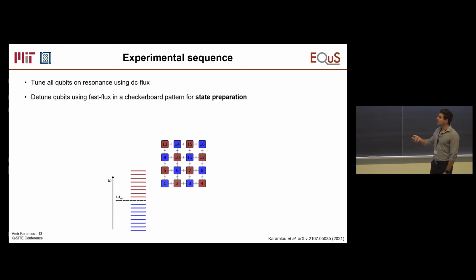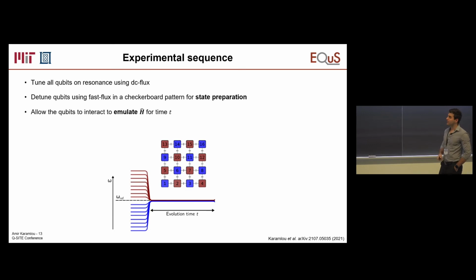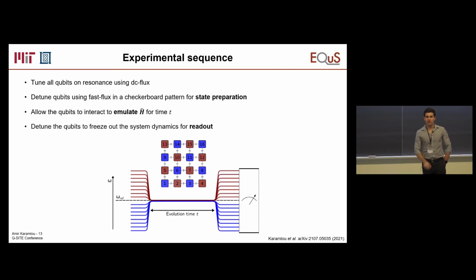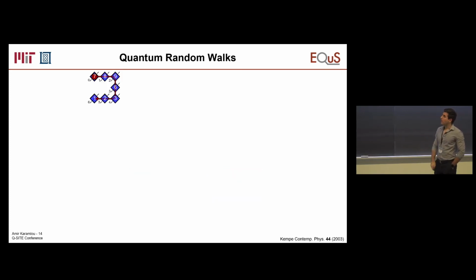So here we essentially turn off our interactions by detuning our qubits. We apply single qubit gates to whichever site we desire. Then we bring the qubits either on resonance or near resonance to emulate some desired Hamiltonian H. And we allow the system to interact for some evolution time t. And then we detune the qubits again to freeze out the system dynamics, and then we read out the state of each qubit at this point. So this is the sequence that we use for all the experiments that I'm going to show you. The first set of experiments are quantum random walks.